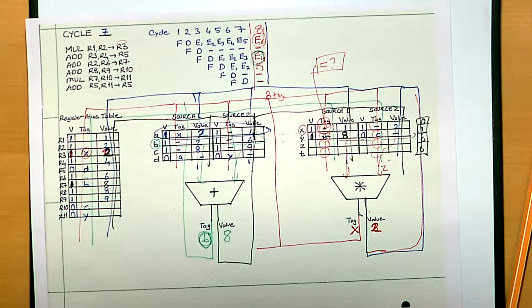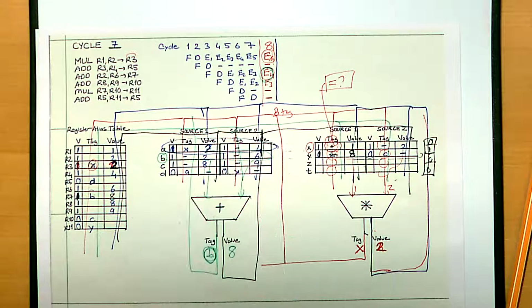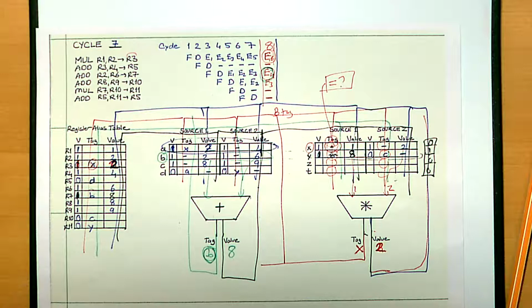And of course, here I assumed imprecise exceptions. If you have precise exceptions, you do something different. There should be a reorder buffer somewhere, and the reorder buffer also gets the broadcast tag and value. Right? So things become more complicated. But of course, this is the principle. In principle, machines work this way. But in reality, there's a lot of optimization that goes on to minimize the amount of complexity.